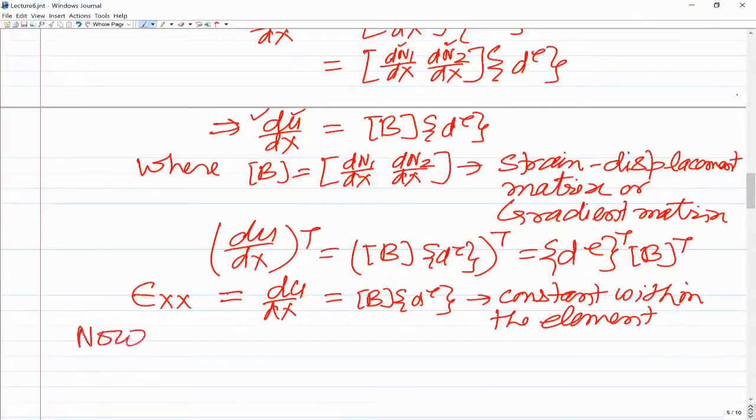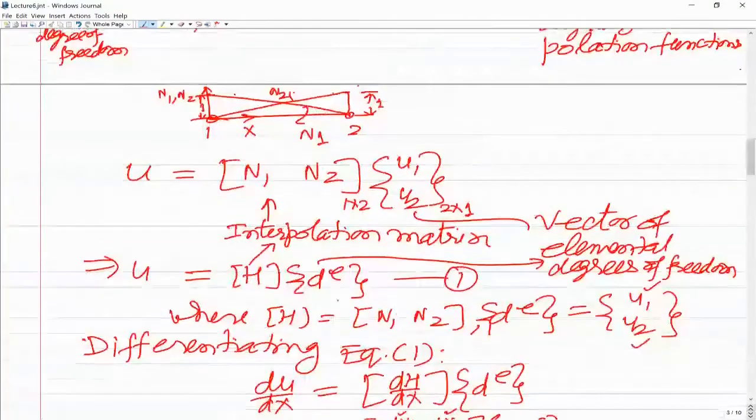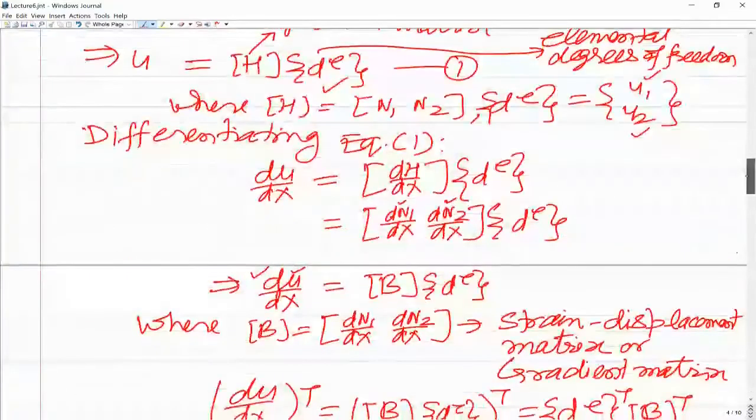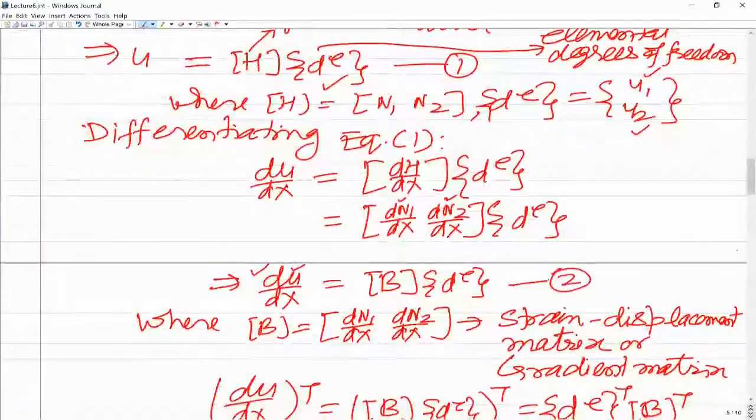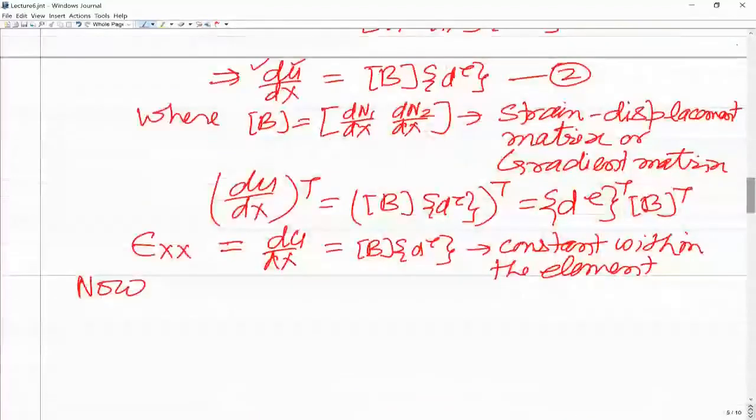Because we are going to substitute these approximations, u is equal to H into d^e, and du by dx is equal to B into d^e. Let us say this is equation number 2. These two give u and du by dx as products of matrices and vectors, so we have to rewrite the integral functional so that the matrix-vector products are consistent.